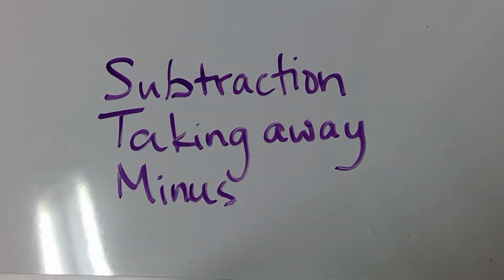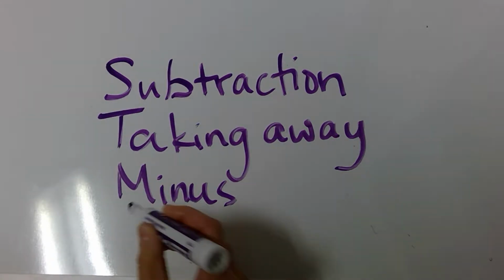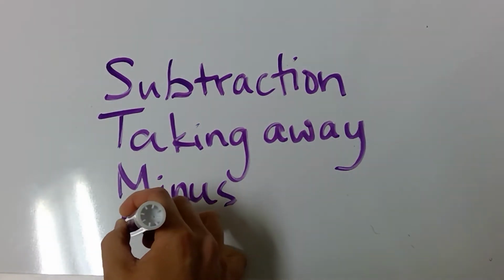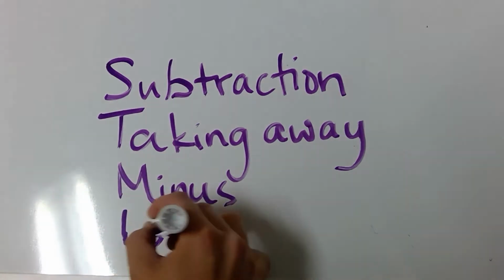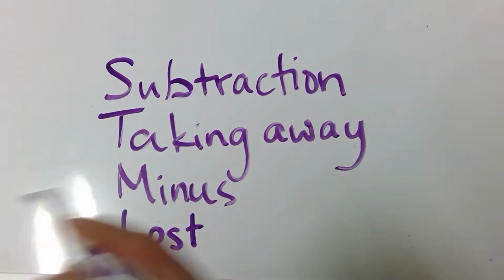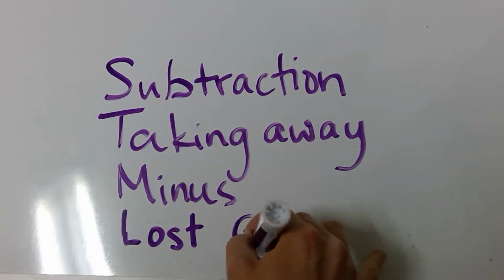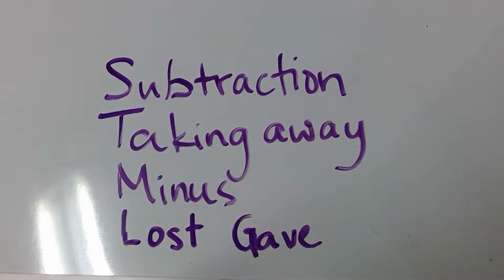And there are certain words in word problems that we look for to know that we're going to do subtraction. Like if they say that they had some and they lost some, that means we're taking away. Or they gave it away. Things like that are good clues that we're going to be doing subtraction.